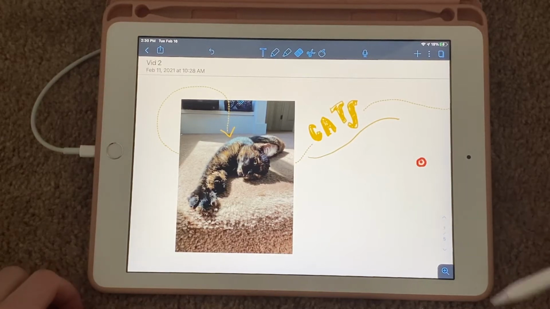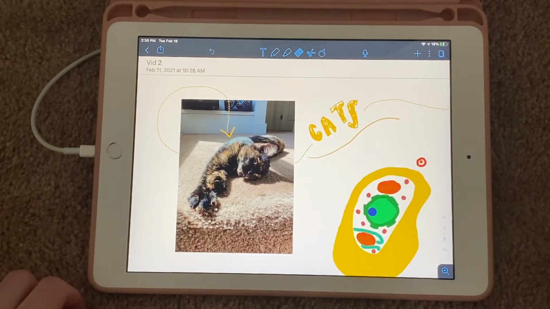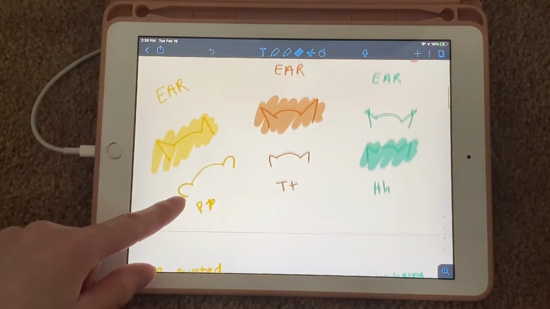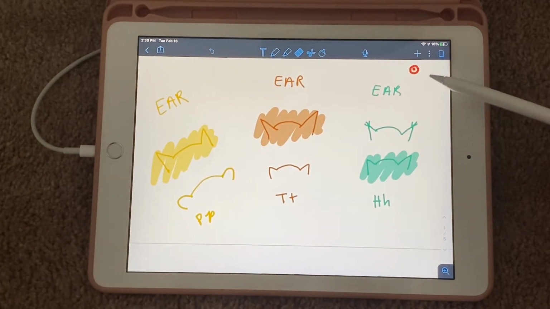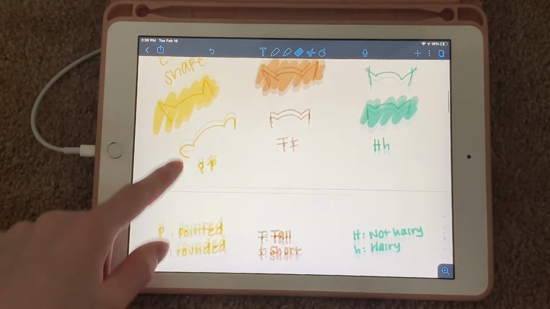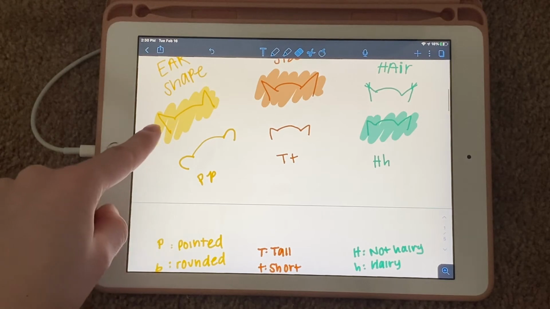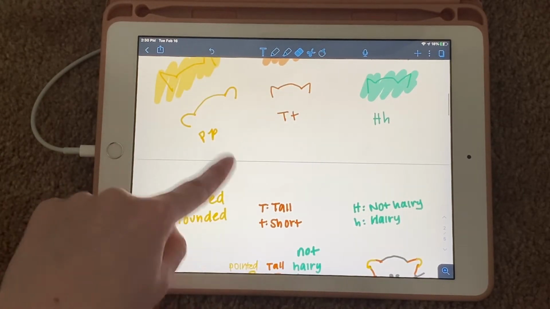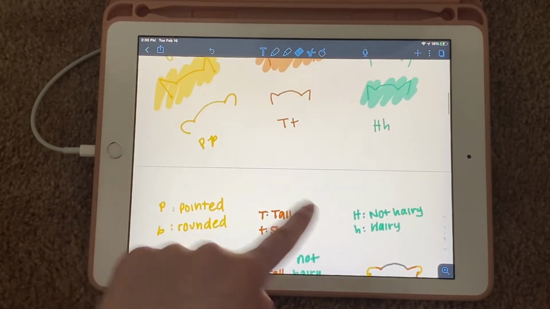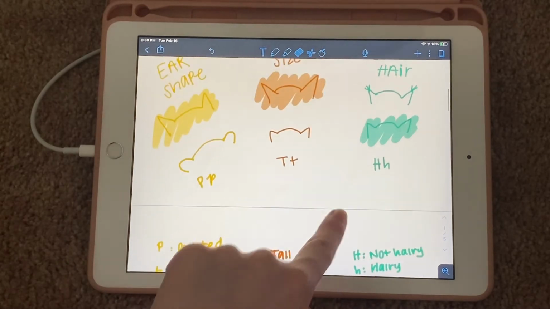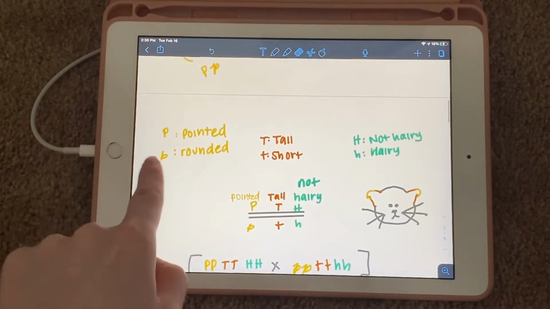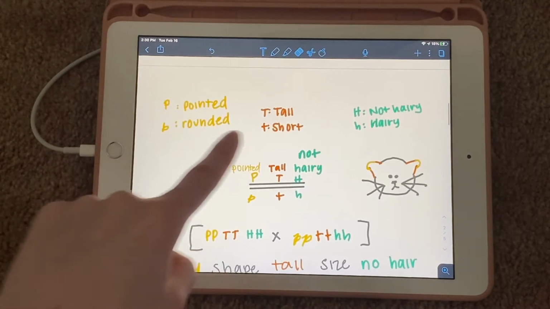Today we're going to be talking about three linked loci in cats, which are eukaryotic organisms. And today's alleles we're going to be looking at are involved in ear shape, ear size, and ear hair. So pointed ears are going to be dominant to rounded ears, as shown right here. Tall ears are going to be dominant to short ears. And not hairy ears are going to be dominant to hairy ears. And these can be shown by these alleles right here.